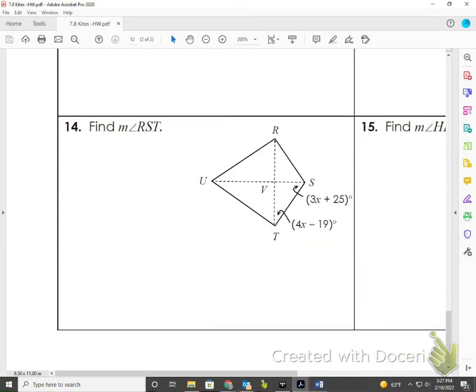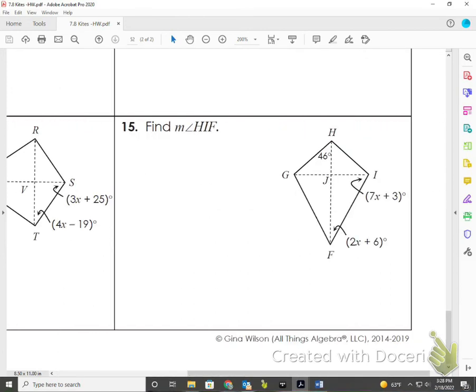Am I rushing through these? Yes. If you have difficulty with any of them, even after I have, so here, 14, we know these two have to be complementary, so they have to add up to 90. What I was saying is the same thing here.